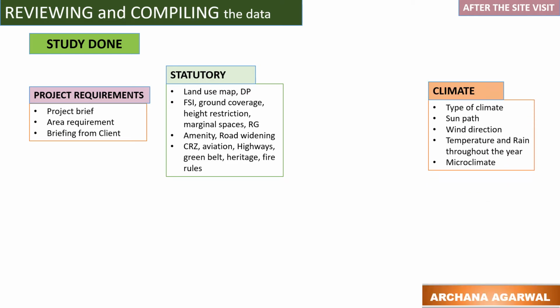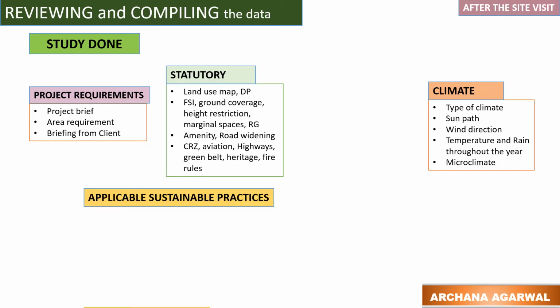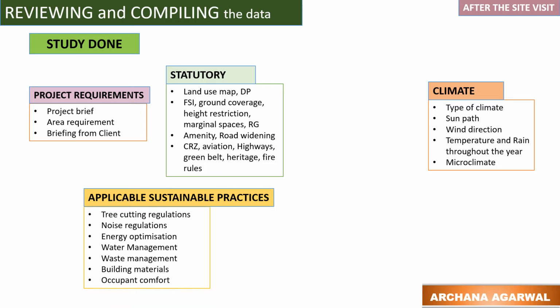The climate study includes the type of climate, sun path, wind direction, temperature and rain throughout the year, and microclimate. Study of applicable sustainable practices includes tree cutting regulations, noise regulations, energy optimization, water management, waste management, building materials, and occupant comfort.